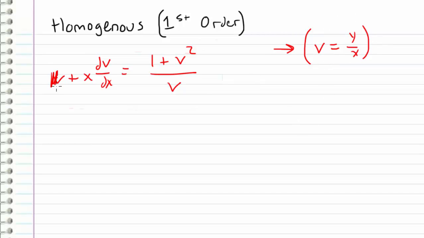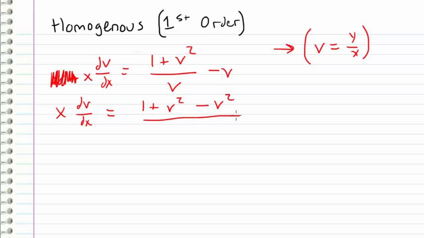All right, so I'm going to move this v onto the other side by subtracting. So I'm going to write it like this. And now what I want to do is get this all under a common denominator. So I'm going to rewrite this as x dv/dx, and this is equal to (1 + v² − v²)/v. And this comes out to be 1 over v. Again, this is just simple algebraic manipulation by getting a common denominator. So now my differential equation reads x dv/dx is equal to 1 over v.